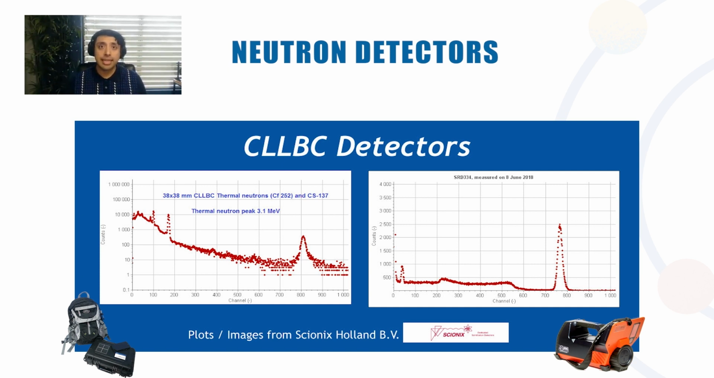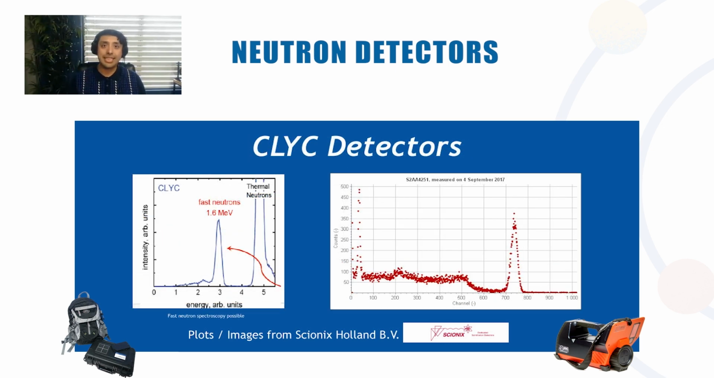Another one is CLYC, so cesium lithium yttrium chloride. As mentioned earlier, CLYC can detect both gamma rays and neutrons, making it an excellent dual mode detector for comprehensive nuclear material identification. And then lastly, we have CLLBC, so the cesium, lithium, lanthanum, bromide detector. So these are high resolution detectors that are capable of dual mode detection and are used in applications requiring neutron and gamma ray detection capabilities.